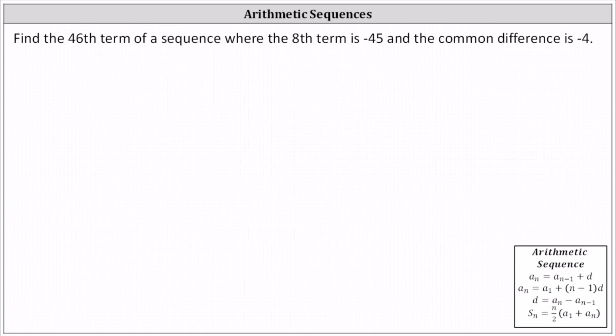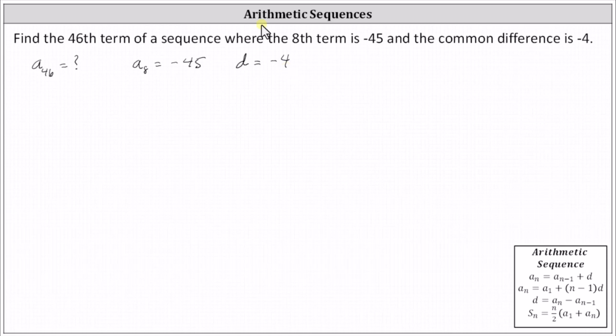Find the 46th term of a sequence where the 8th term is negative 45 and the common difference is negative 4. Because we know the common difference is negative 4, we know we have an arithmetic sequence. Our goal is to find the 46th term, or a sub 46, given we know the 8th term is negative 45, which indicates a sub 8 equals negative 45, and the common difference d is equal to negative 4.